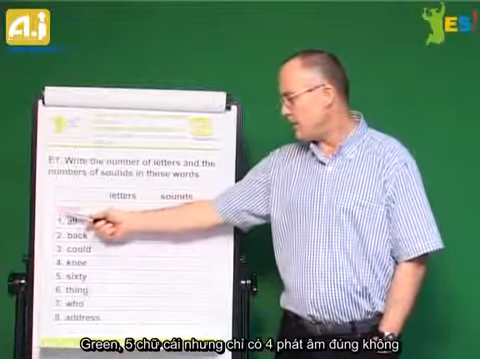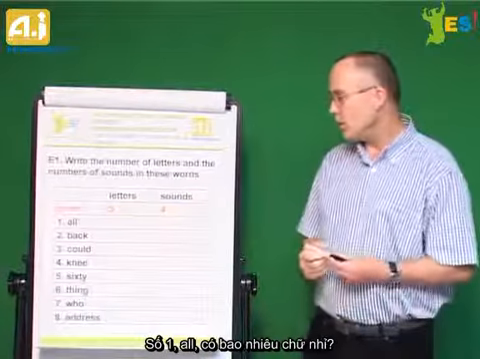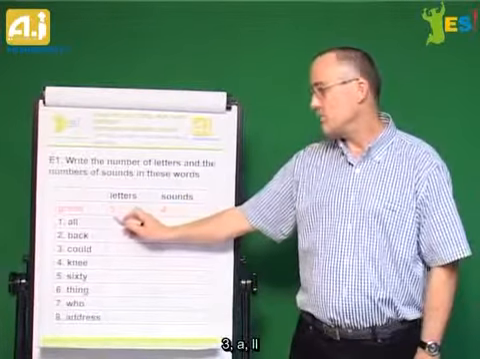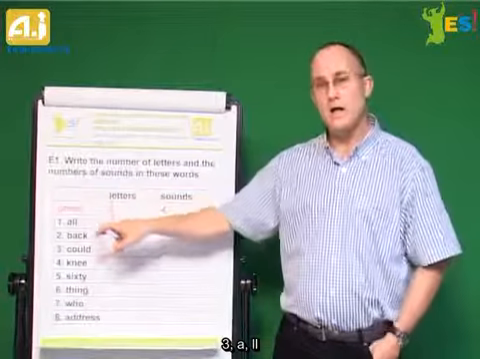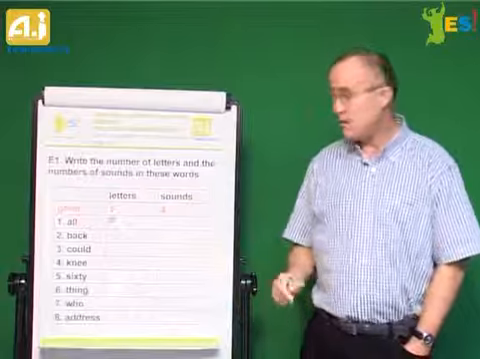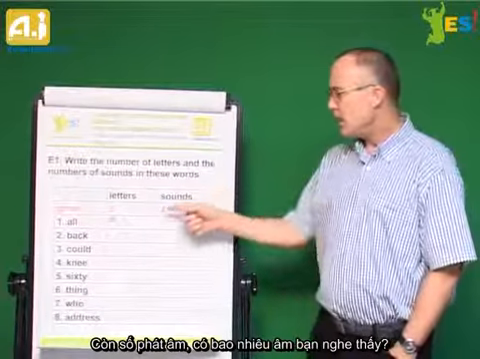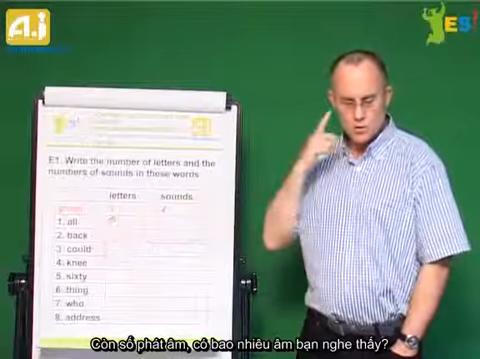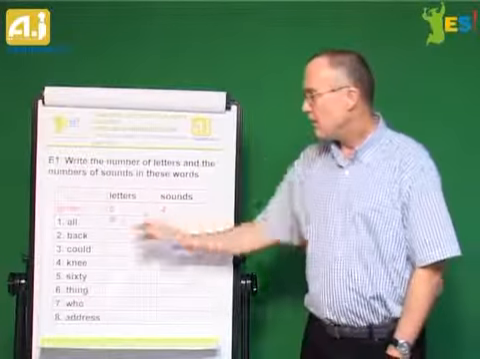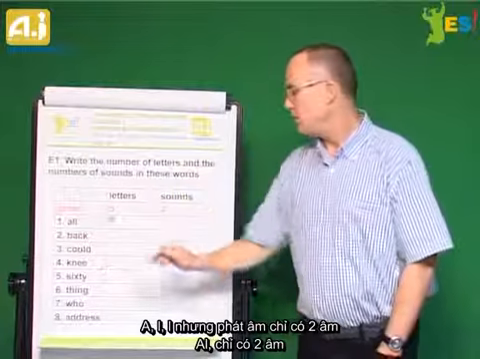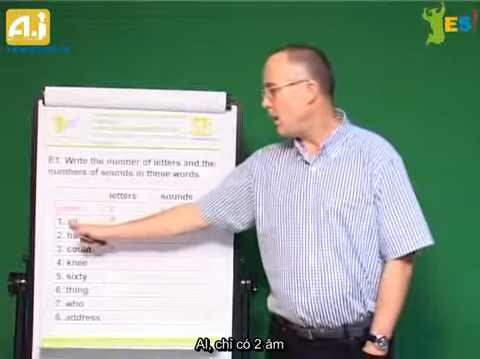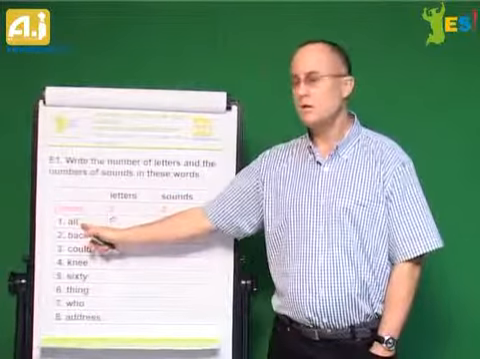Let's do number 1. All. How many letters are in that word? There are 3, right? A-L-L. A-double-L, right? What about sounds? How many sounds do you hear in this word? Well, A-O. There are 2. A-L-L, but the sounds are a little bit different. A-O. 2 sounds in that word.